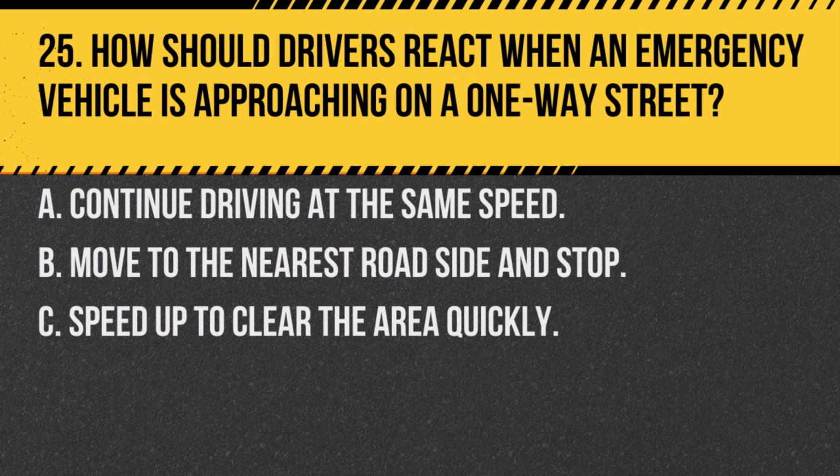Question 25. How should drivers react when an emergency vehicle is approaching on a one-way street? A. Continue driving at the same speed. B. Move to the nearest roadside and stop. C. Speed up to clear the area quickly. Answer. B. Move to the nearest roadside and stop. This action helps create a clear path for the emergency vehicle.